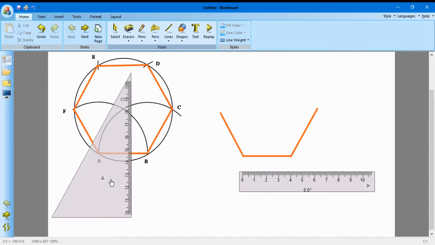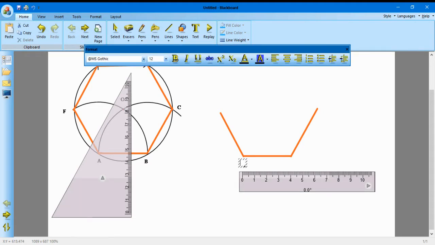Now remember what we said, that we are drawing a regular hexagon with sides equal to 40. Now we need to mark our drawings, okay? So I will call this point A and point B, right?